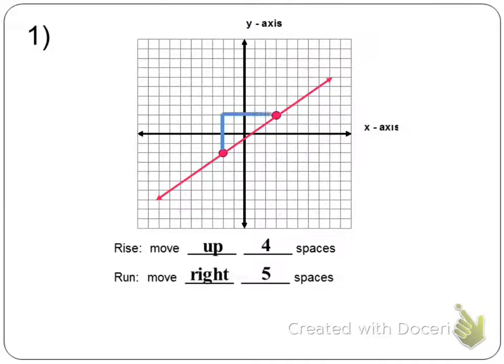We put our rise number on the top. So we have rise over run. You need to write this in your notes too. What is our rise number if we went up 4?